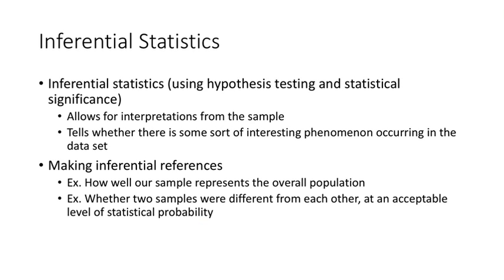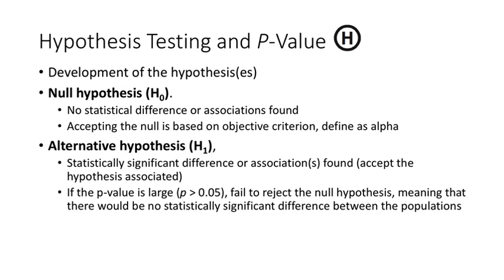A lot of times in the early part of this course, we're dealing with inferential statistics, and that's using hypothesis testing and statistical significance, and it allows for interpretations from the sample. It tells us whether some sort of interesting phenomenon is occurring in the data set. So whenever we make these inferences, we want to know how well our sample represents the overall population, and whether two samples are different from each other, and what our acceptable level of statistical probability is. So that inevitably leads us towards hypothesis testing and p-values.